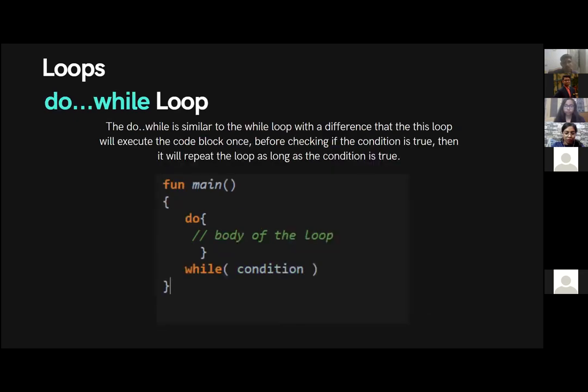So another thing is, let us go to do while loop. The do while loop is also similar to while loop. The difference is this loop will execute once and then check the condition. Whereas in while loop, the condition is checked first before the execution of this code block. But in do while, the code will be executed once and then only the condition will be checked. So this is the difference between while and do while.